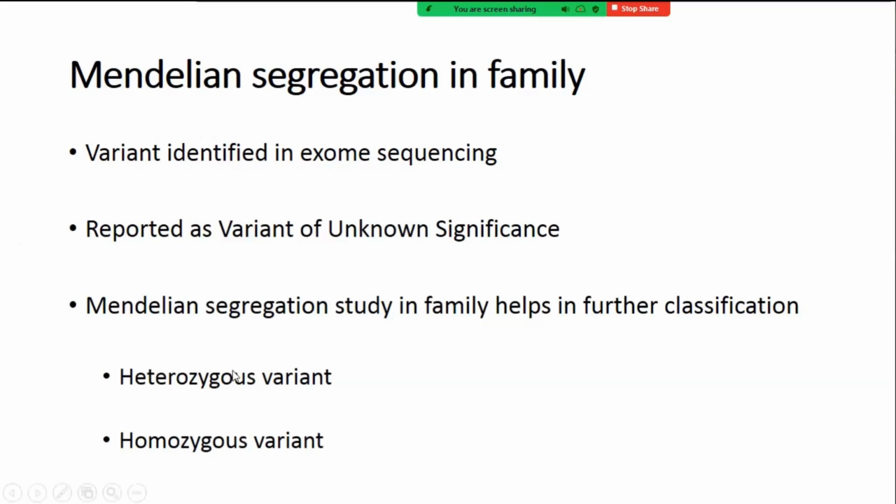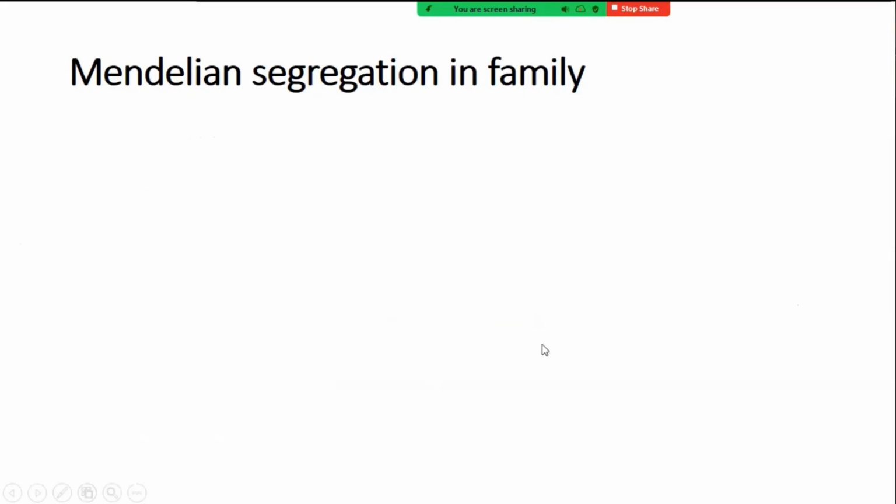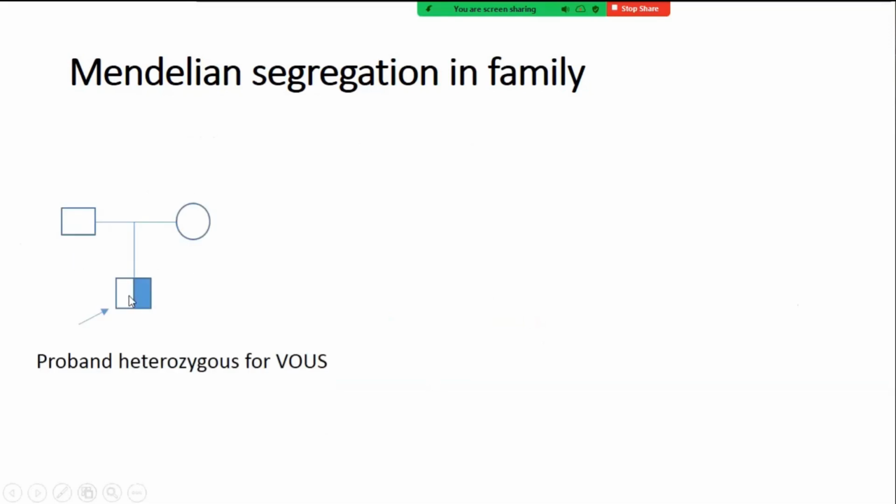So you could either have a heterozygous variant in the proband or a homozygous variant. So what do you do in each of these situations? Suppose you have got a heterozygous variant in the proband, which is a VOUS, and now you want to check in the parents. So what are the probabilities? What possibilities are there when you check in the parent?